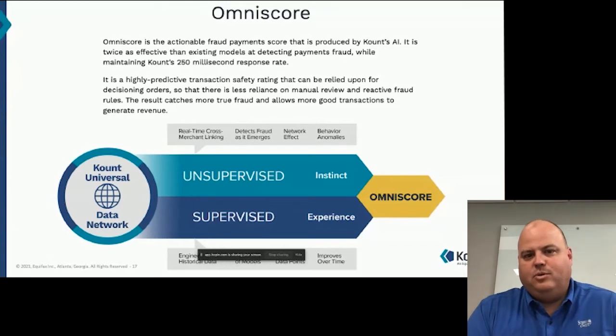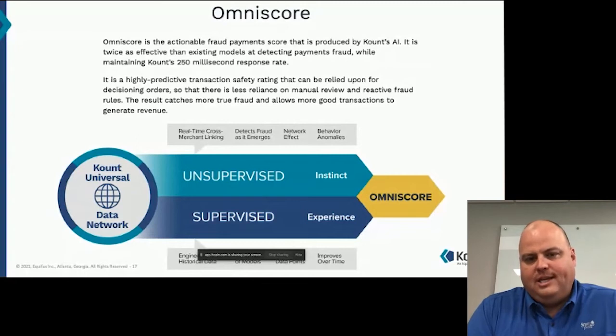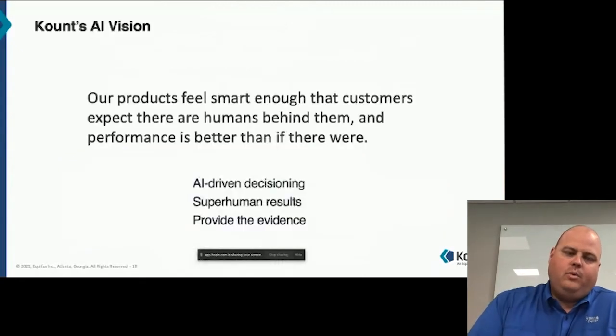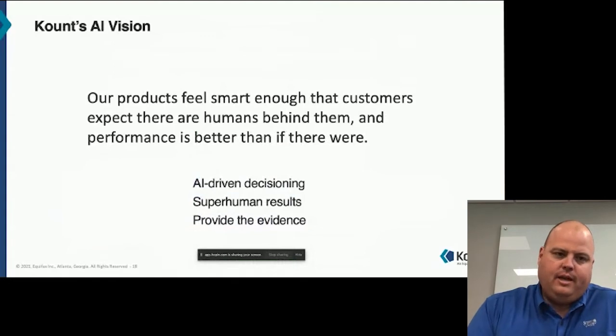and Count OmniScore was listed on there. So there's a lot of value in this, and the way we got there was by thinking about the most customer value being something that looks the most like a human intelligence. So we have an AI vision at Count that says our products feel smart enough that customers expect there are humans behind them, and performance is better than if there were.